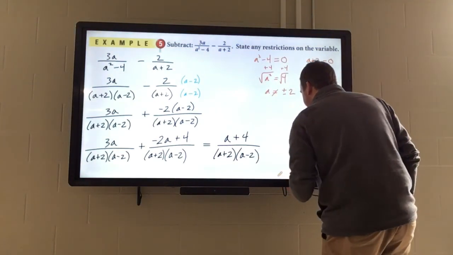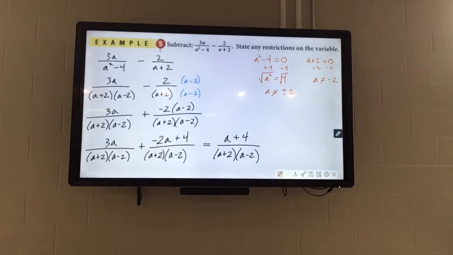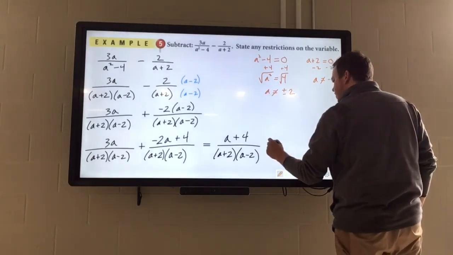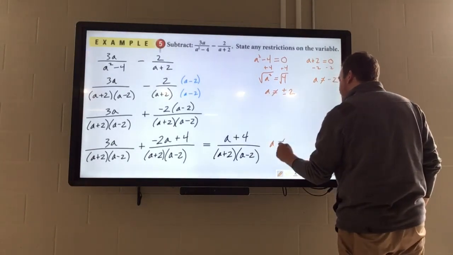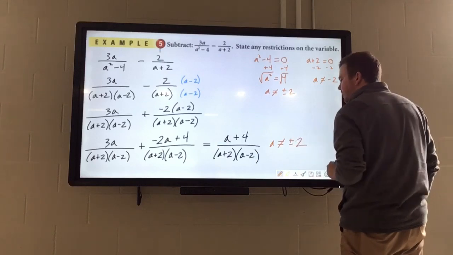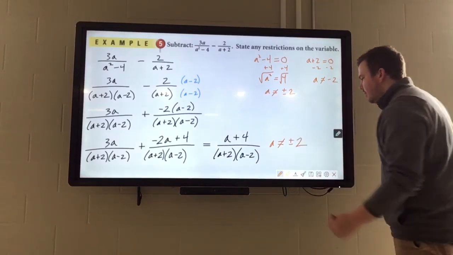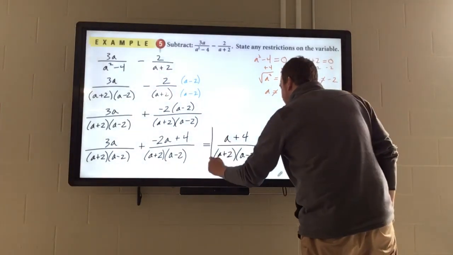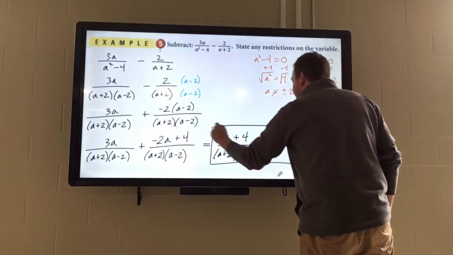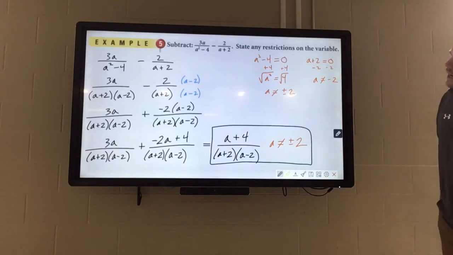And don't forget to list out your restrictions. Which were a cannot be equal to, let's just write positive or negative 2. If you wrote a cannot be equal to 2 and a cannot be equal to negative 2, that would be just fine as well. And being very careful not to erase my board this time, there is our final answer.